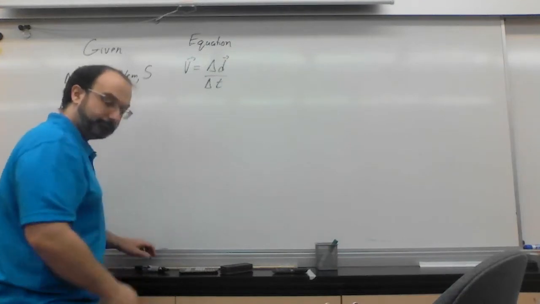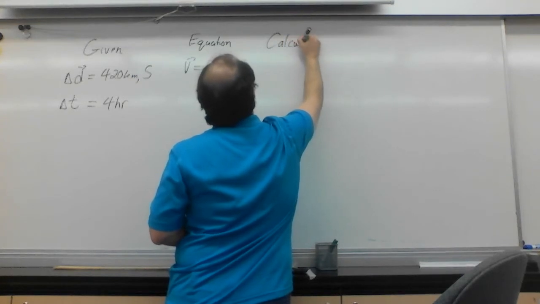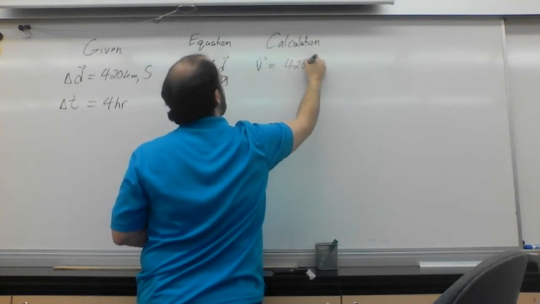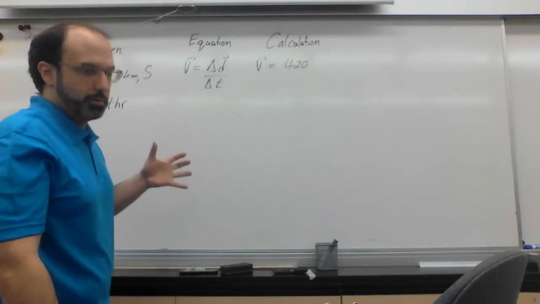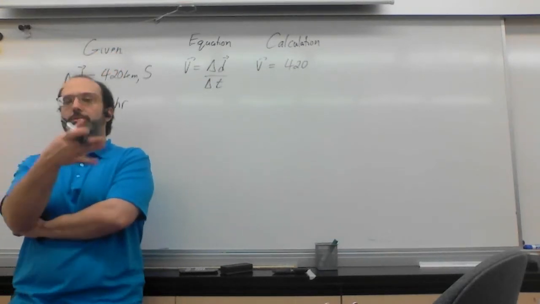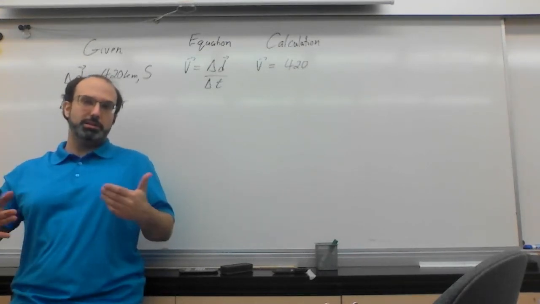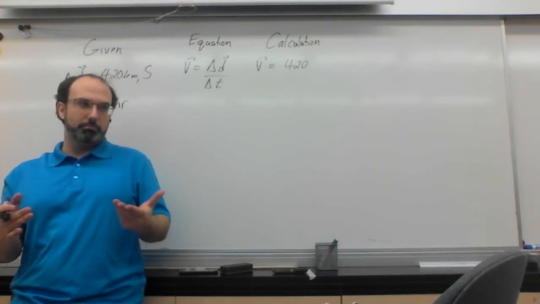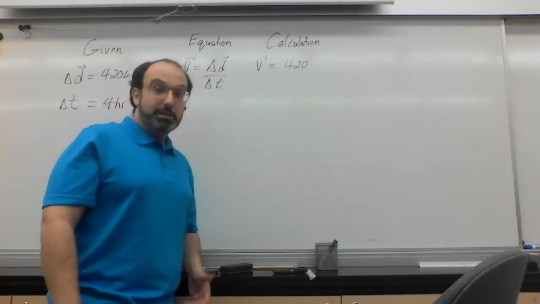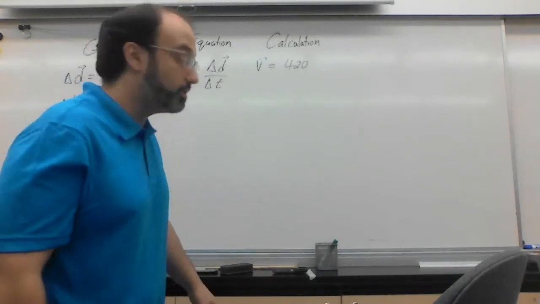Either way, we start filling in our equation, and we do our calculation. And we get V equals delta D is 420. Now, remember, 420 south. I talked in the previous video about how positive and negative means direction when it comes to physics. South is basically like down, right? It's down on a map. So if south is like down, that means that we can treat it like a negative. So we'll just say it's negative 420.